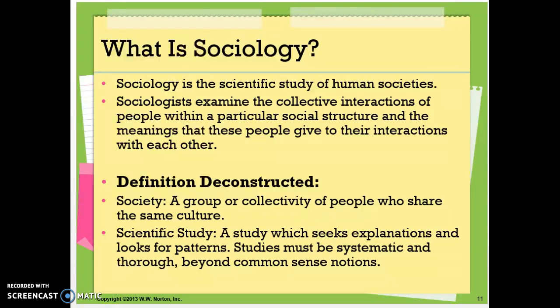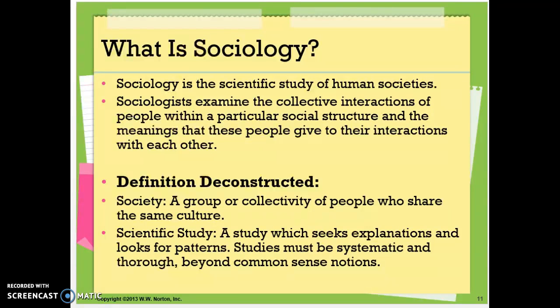So I like to deconstruct the definition that I just read for you and really get to the heart of what sociology is. So torn apart, we want to look at the word society. Society is a group or collectivity of people who share the same culture. So sociologists aren't really concerned with the individual, like say in psychology, but instead we are interested in the social group.